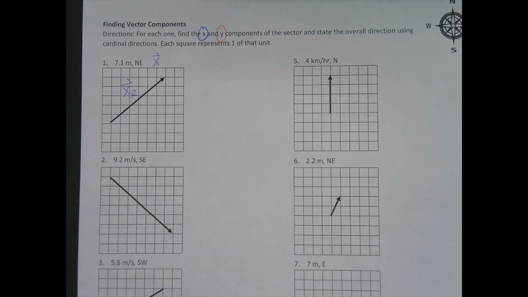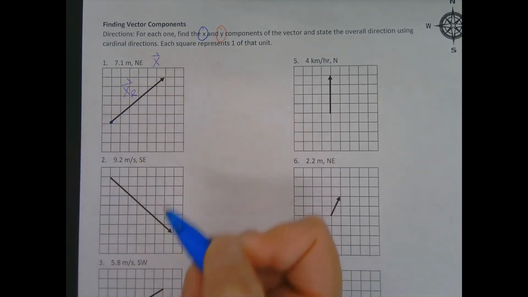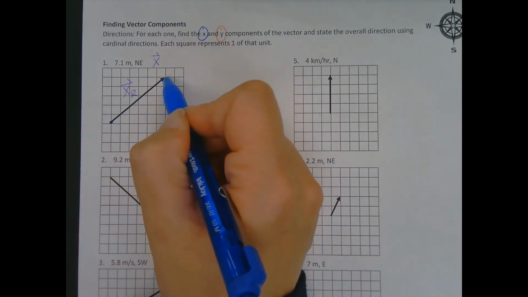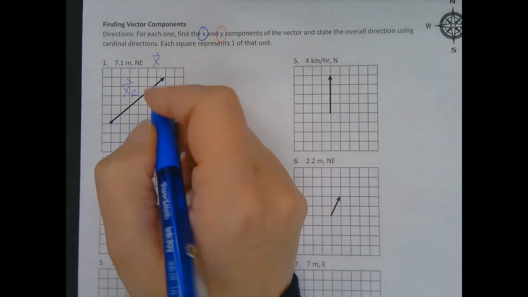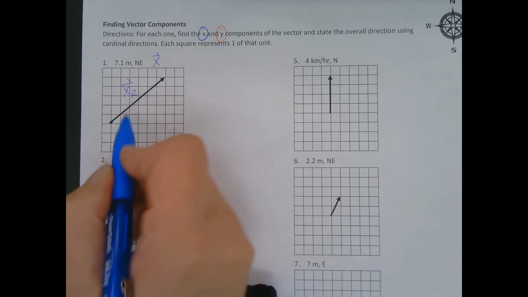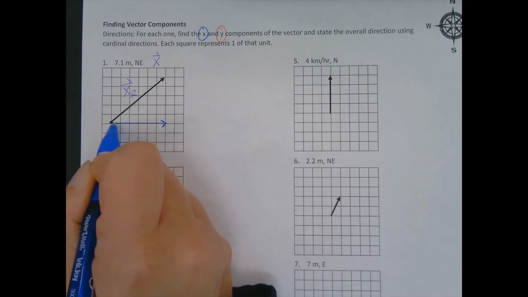Okay, and now it's kind of like a puzzle. You have to think about the head to tail and where do we start? Which way do we draw the arrows? Well, you can do this a couple of different ways, but I am starting here. We know that we start here at the very bottom, and we know that we end at the head of this vector. So I'm going to draw an arrow in my X direction over to where it would stop.